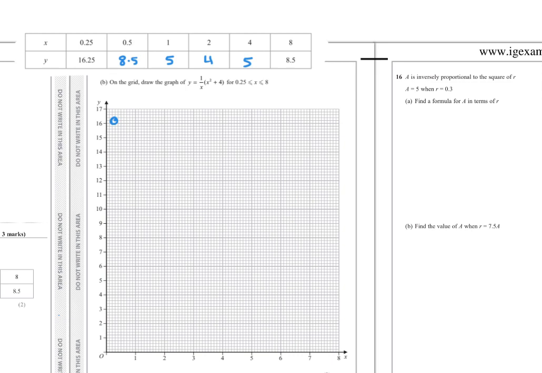And the next point, 0.5, 8.5. Next point, 1, 5. Then 2, 4. Then 4, 5. And 8, 8.5.